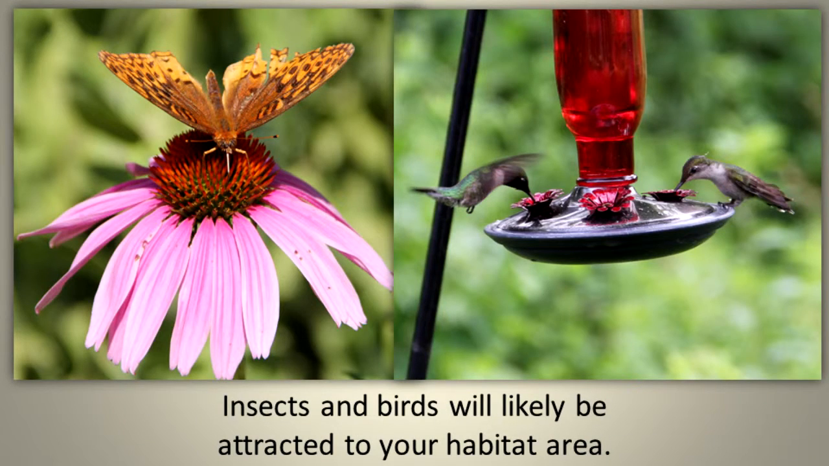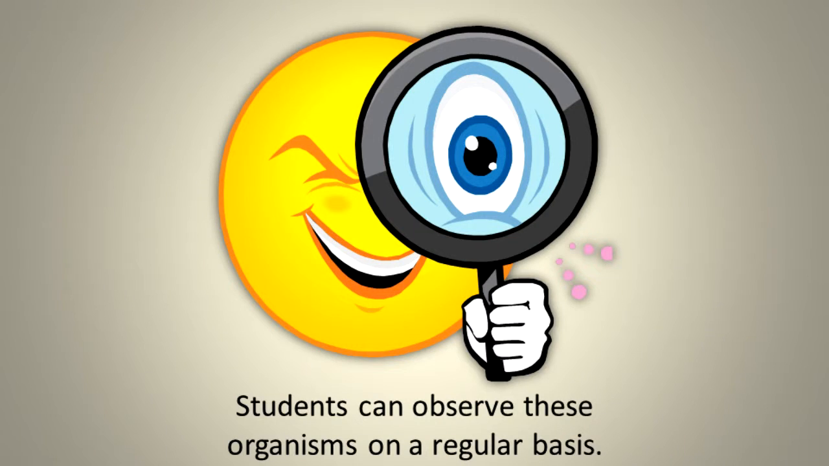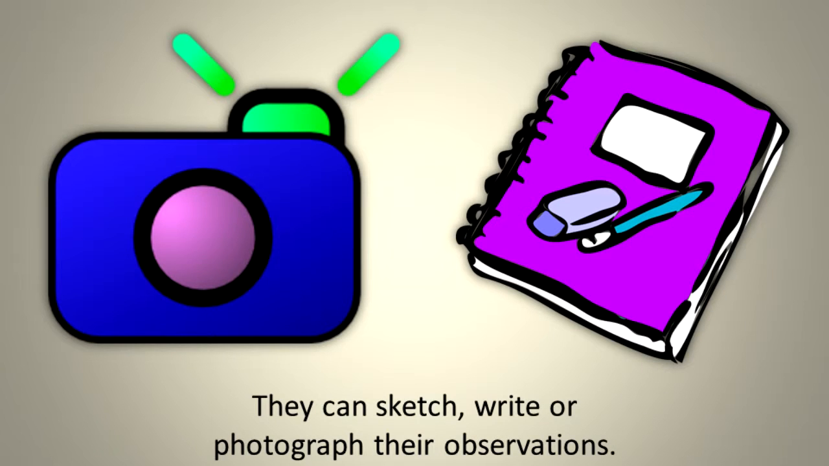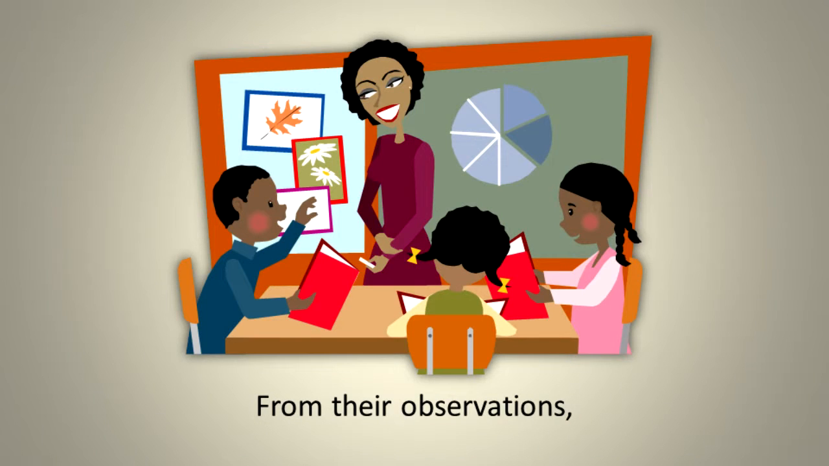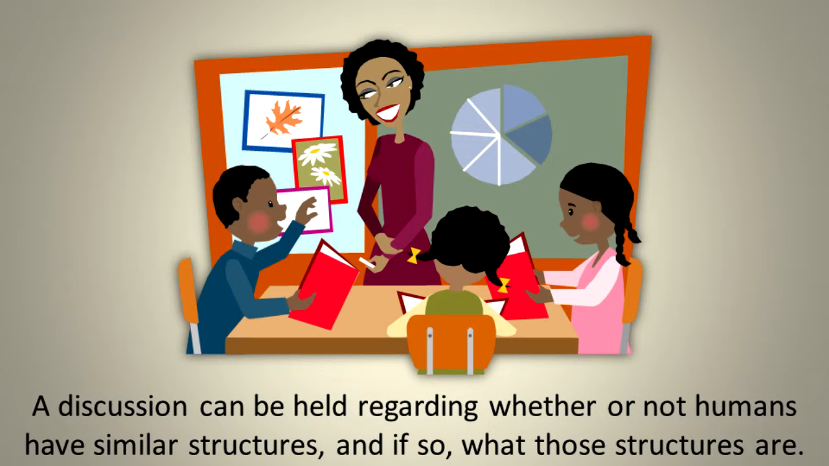Insects and birds will likely be attracted to your habitat area. A variety of native plant species may be planted. Students can observe these organisms on a regular basis. They can sketch, write, or photograph their observations. From their observations, they can talk about the structures present in the plants and animals and how they are used for survival. A discussion can be held regarding whether or not humans have similar structures, and if so, what those structures are.